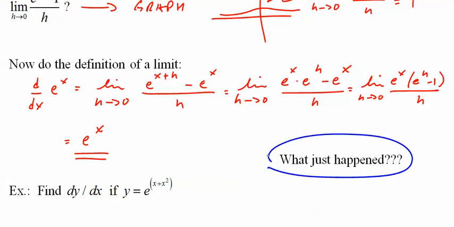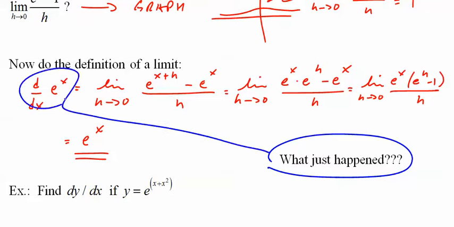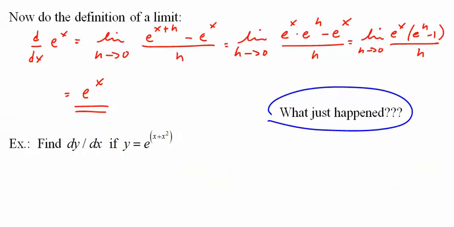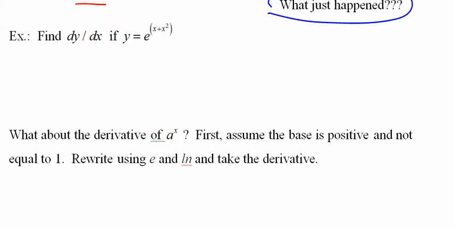Well, basically, we just said that the derivative of e to the x is e to the x. And it's like, okay, that's funny. Try again. But no, that's actually what happens. So this is one of the best derivatives to do because you just say, well, it's the same thing.